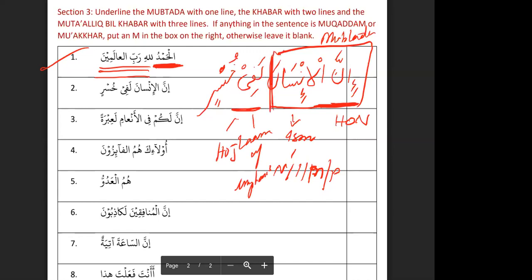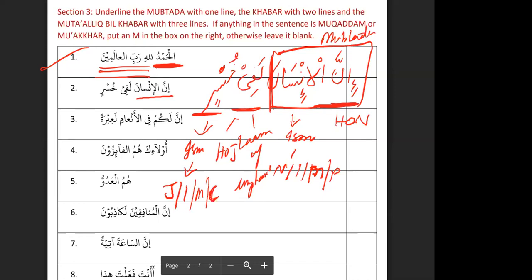So how many lines do I put under innal insana now? One line, because this is mubtada. Lam is of emphasis. It does not play any grammatical role in the sentence. So we'll start with fi, harf of jar. Khusrin. What is khusrin? Ism. Loss. Analyze it, please. Jar, singular, masculine, common. Right? It is majroor.